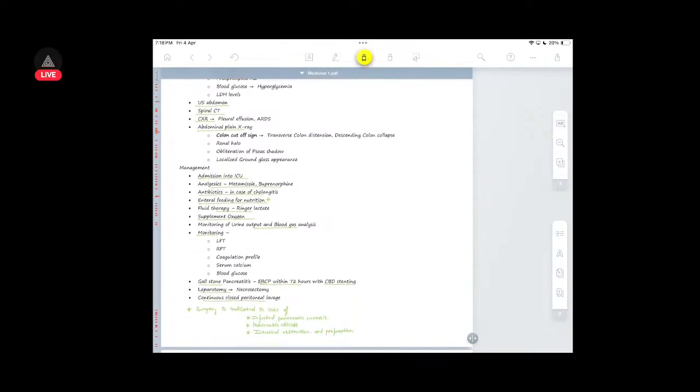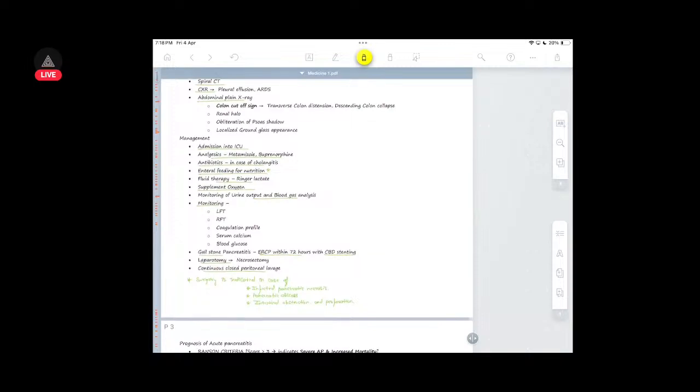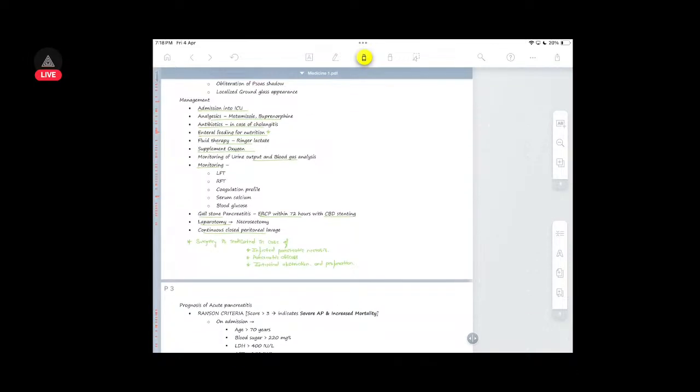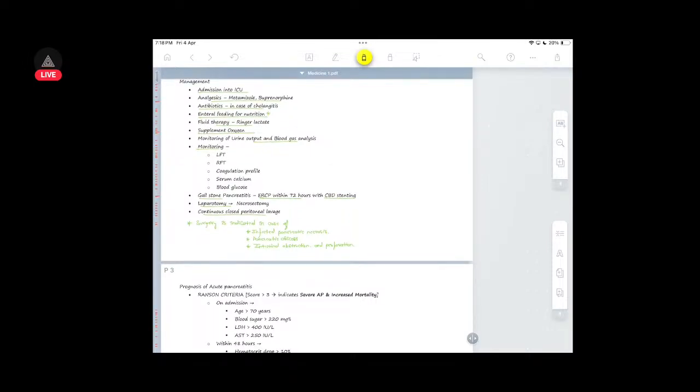So in imaging, you can do ultrasound abdomen, spiral CT, chest X-ray, and abdominal plain X-ray. The colon cutoff sign will be there, in which there is ascending and transverse colon distension but descending colon collapse. There will be a renal halo, obliteration of the psoas shadow, and also a localized ground glass appearance. So management, you admit them into ICU.